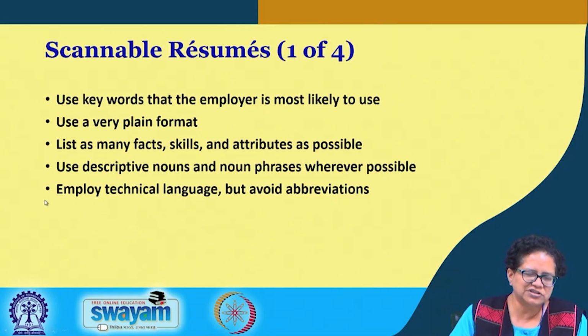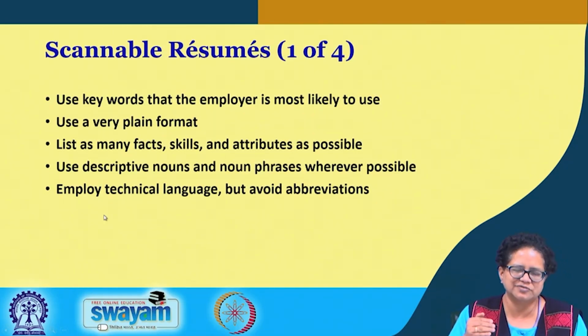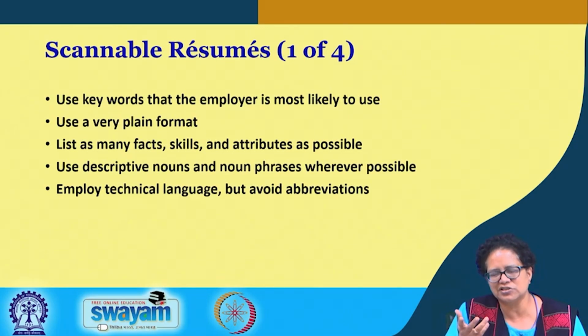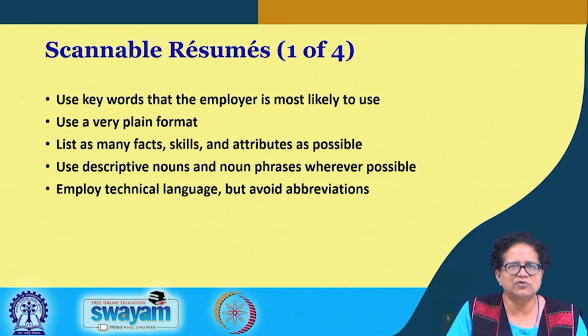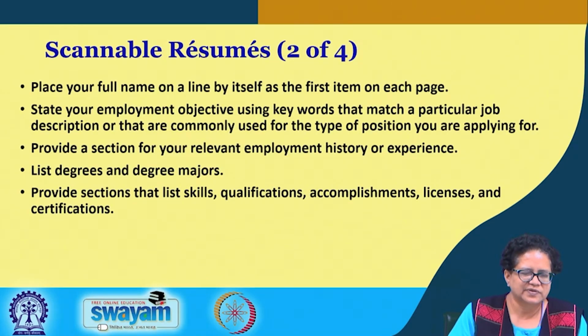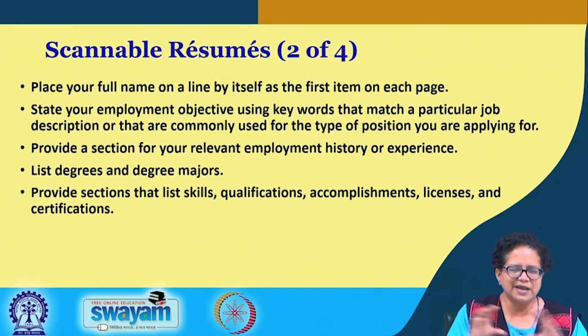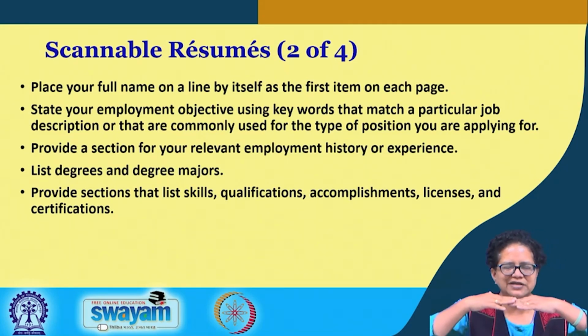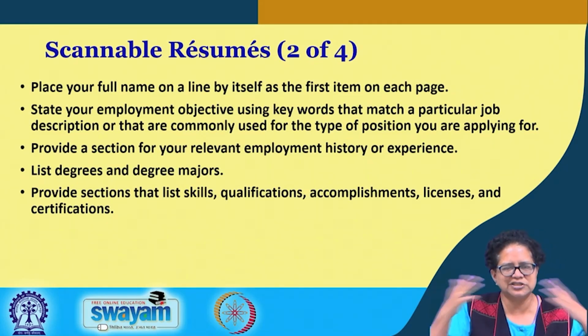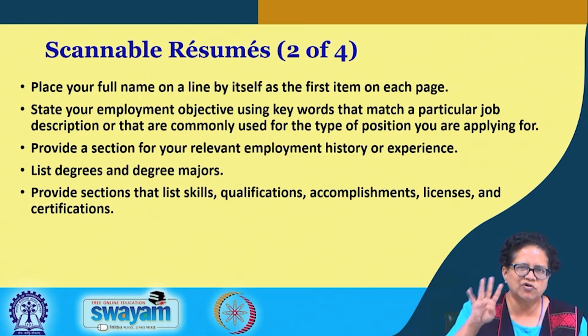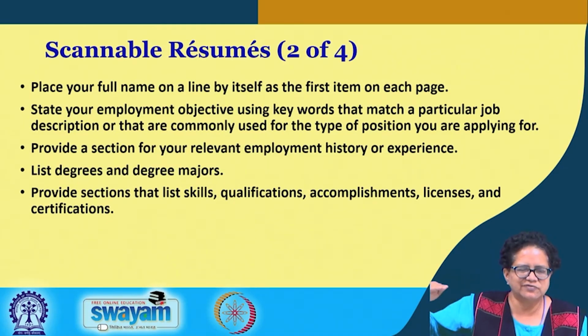And the last one on this slide is to employ technical language, but to avoid abbreviations, because the software will not be recognizing abbreviations. So, your full name must be one line by itself on the first item on each page. If your CV is 4-paged, the first line of each page 1, 2, 3, 4 should have your full name, not initialized name.